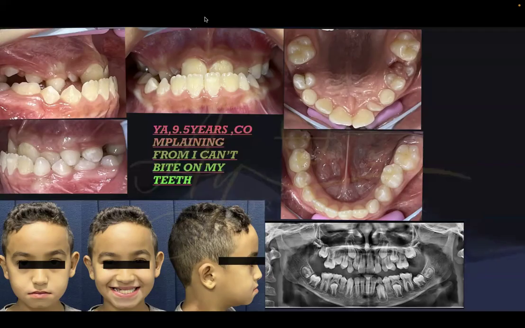Okay. Let's assume that the patient has a deviated chin. What are you going to check first? The midline.